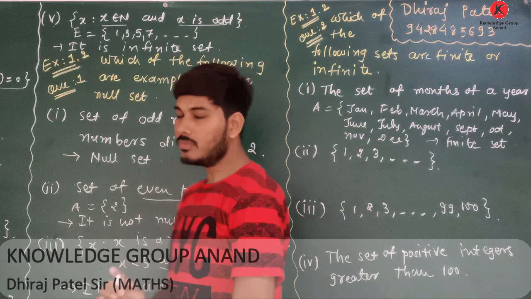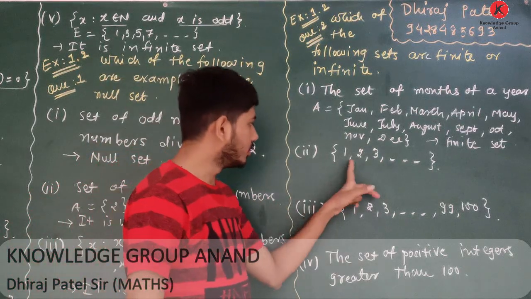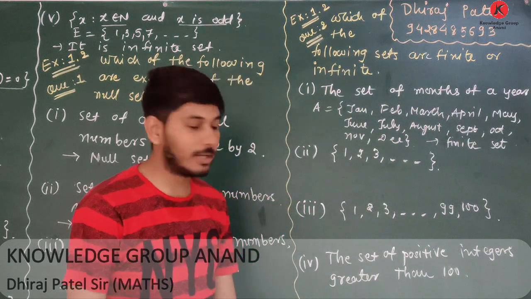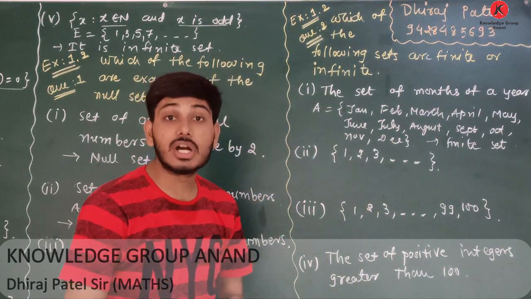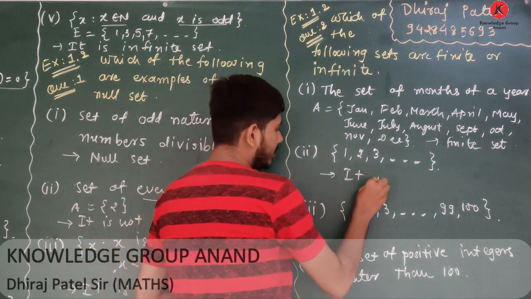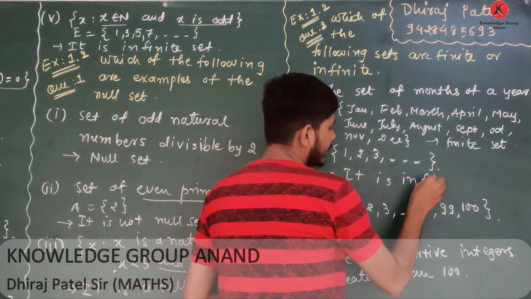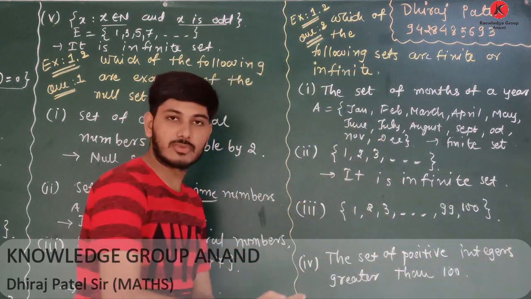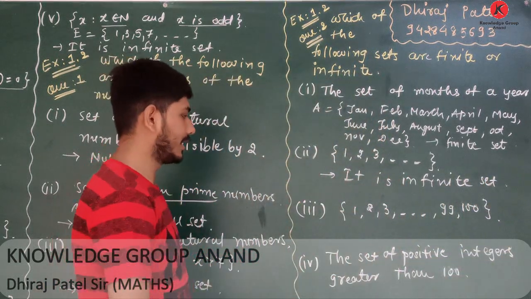Now the second question: 1, 2, 3, 4, 5, 6, 7 up to infinity. The number of elements of this set is uncountable, therefore it is an infinite set. Okay, first of all you have to write in roster form and then decide whether it is an infinite or finite set.